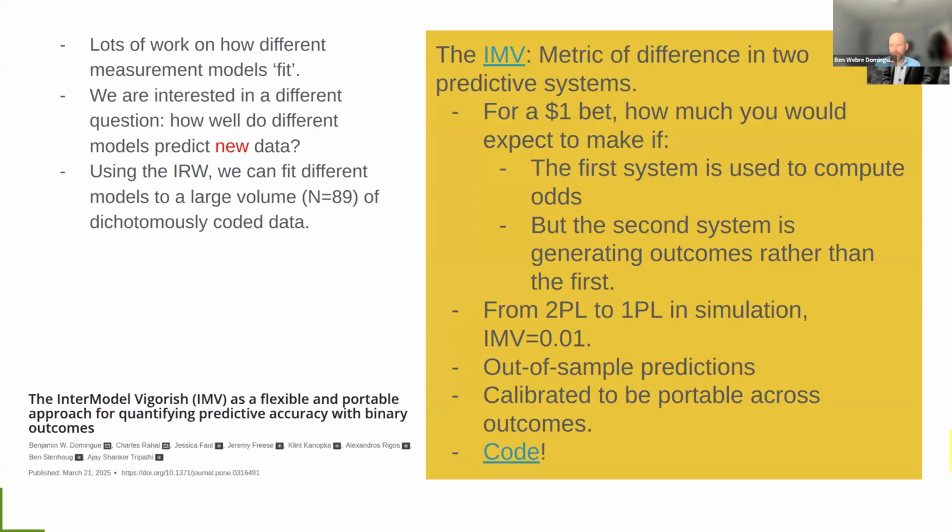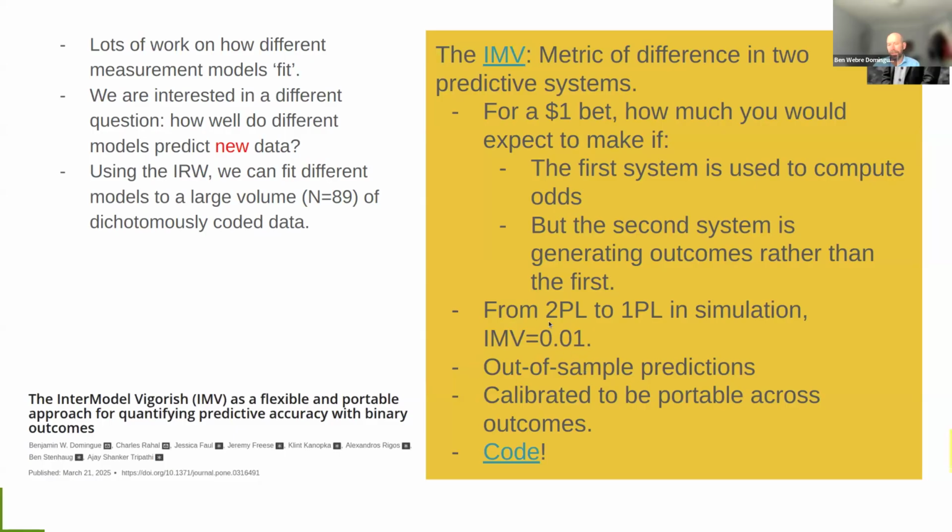The first predictive system is used to compute the odds. So this is basically used to make things fair, such that under this system, your $1 bet is perfectly even. You don't expect to lose or gain money based on the outcomes generated by that first predictive system. The question is then, if the second system is actually generating outcomes, and only you know that, do you stand to gain? Do you stand to make money from the information encoded in that second predictive system? And if the second predictive system is better, then you're going to expect to make additional money on your $1 bet, given that you have better predictions from the second system than the first.